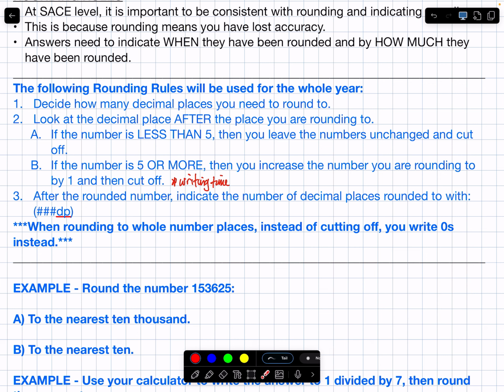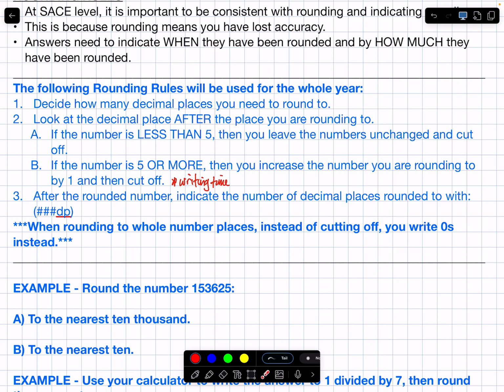Step 3 is new. I might have hit that with the Ignites that I had last year. But for everyone else, you need to write something else after your rounded number. After the rounded number, you need to indicate how many decimal points you rounded to with something in brackets that says DP. If I've said decimal place and I say DP is a shortening for something, what do you reckon DP stands for? Decimal places. So if I rounded to 2 decimal places, it would say bracket 2DP.